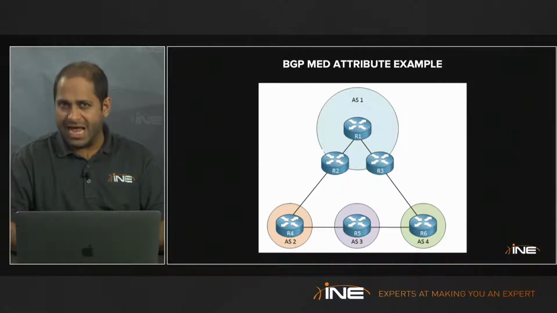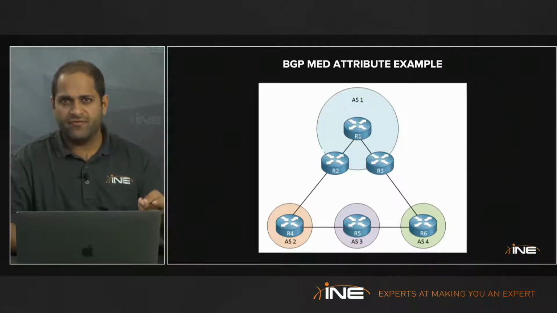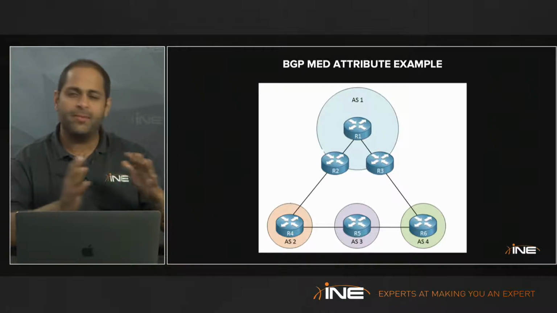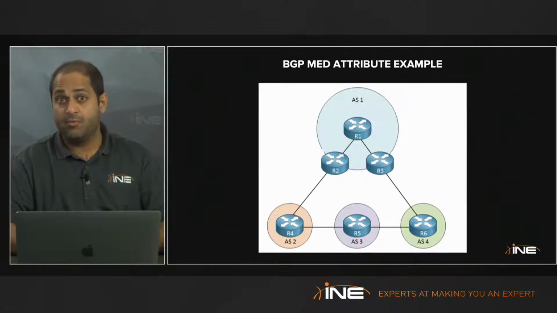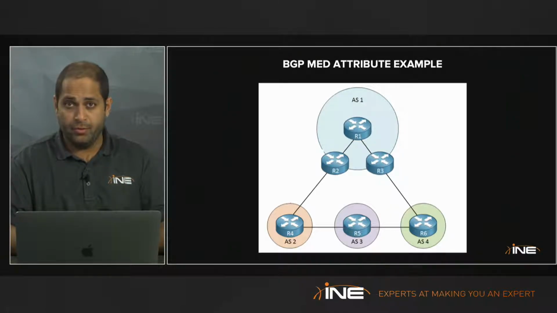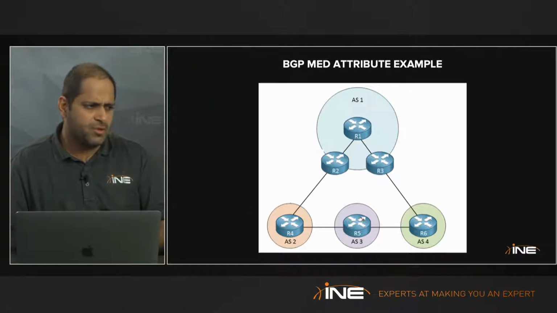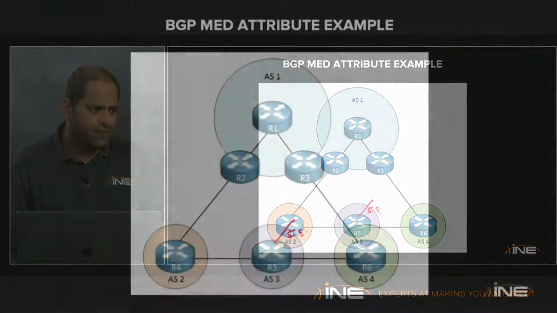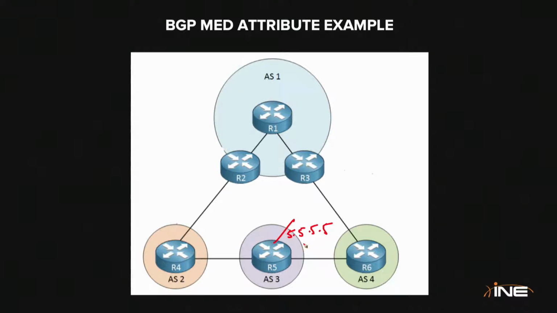As long as your previous attributes are the same, which is your weight, local preference, AS path, origin, if all of them are the same, only then MED would be considered for path selection. MED, again, lower is better, default is 0. So let's look at this route, 5.5.5.5. Now R5 is advertising this route in BGP, using a network statement, which means that R5 is going to set the origin code as I.